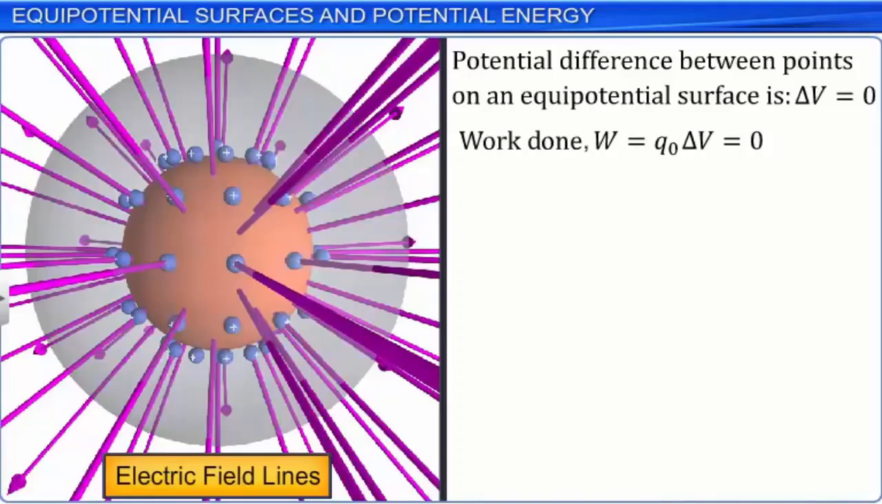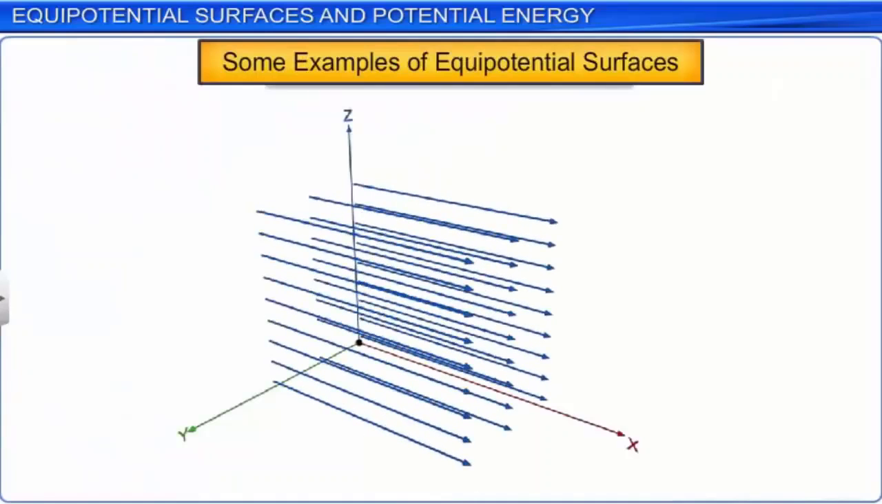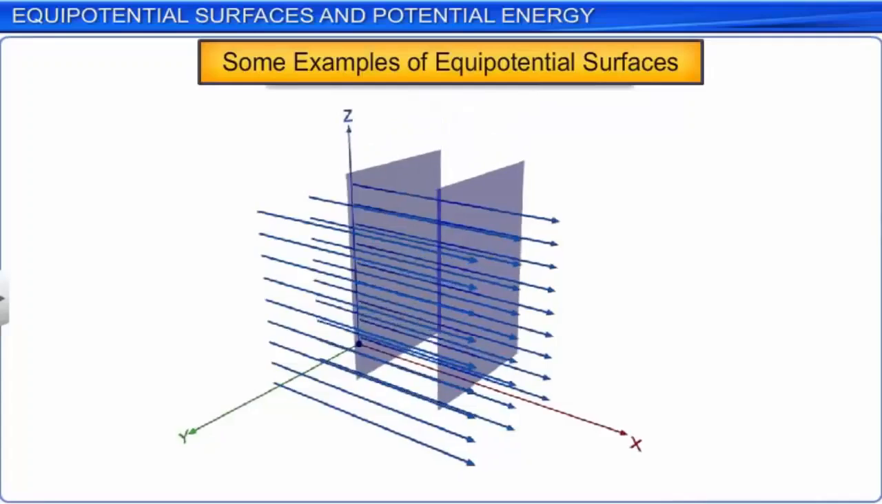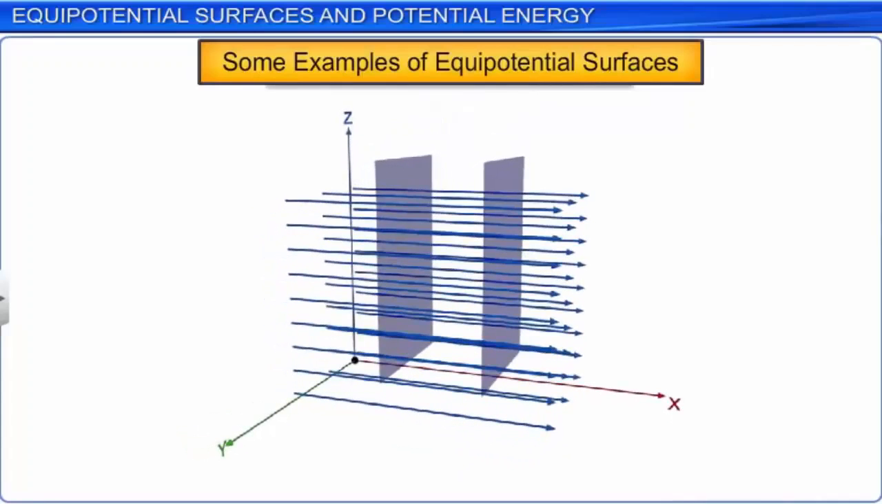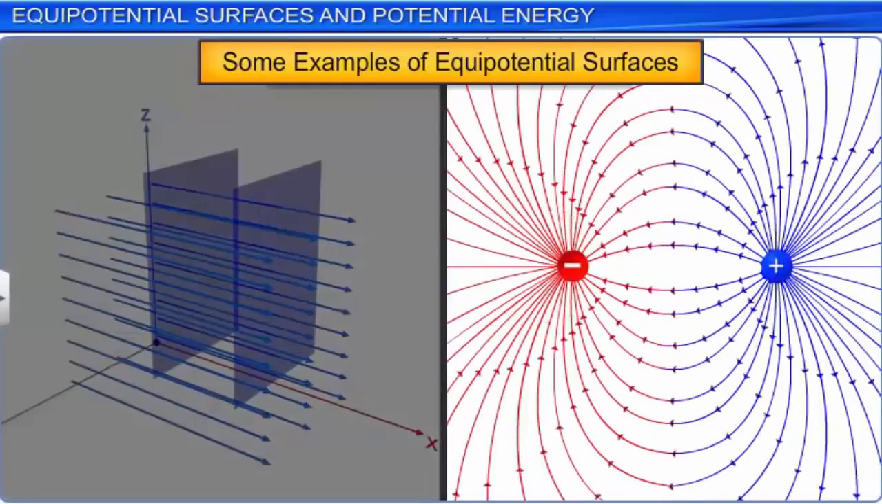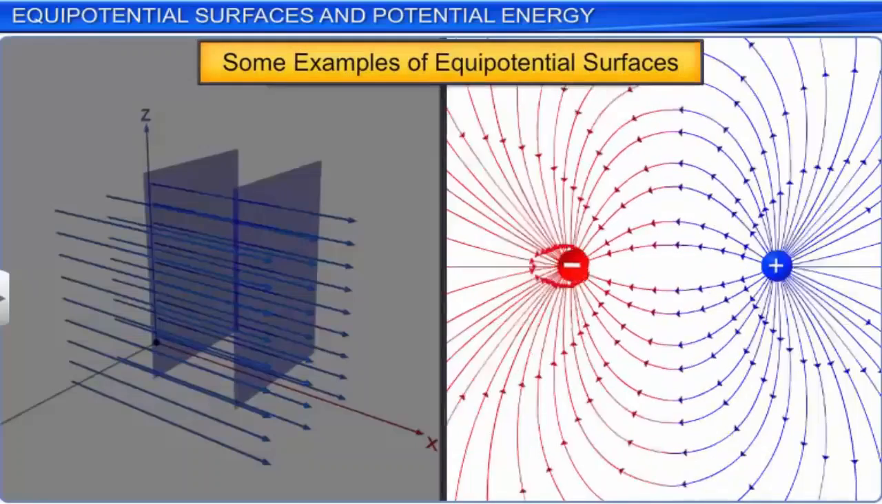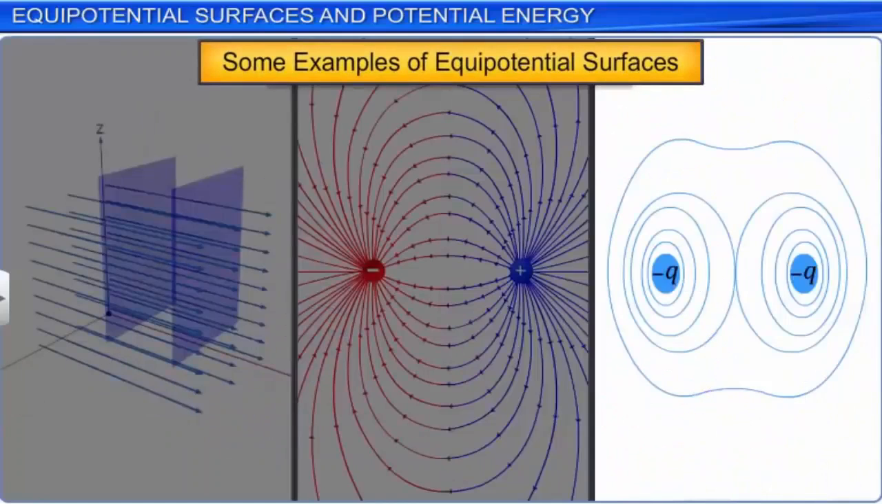Assume a uniform electric field along the positive x-axis. Then, the planes parallel to the YZ plane represent equipotential surfaces. The concentric spheres around the charges in a dipole represent equipotential surfaces. The equipotential surfaces for a charge configuration consisting of two identical charges, minus q each, is shown.